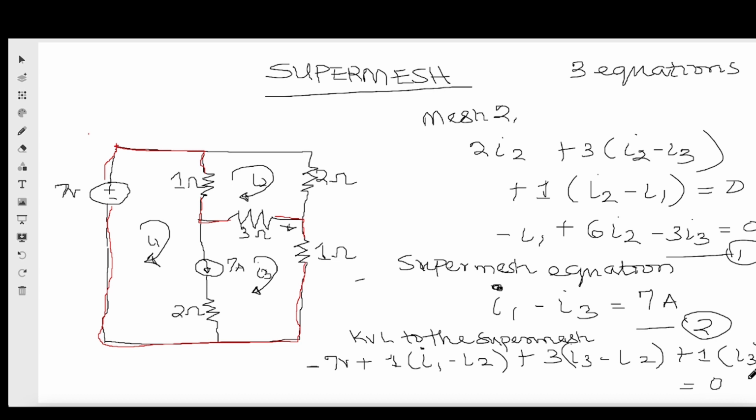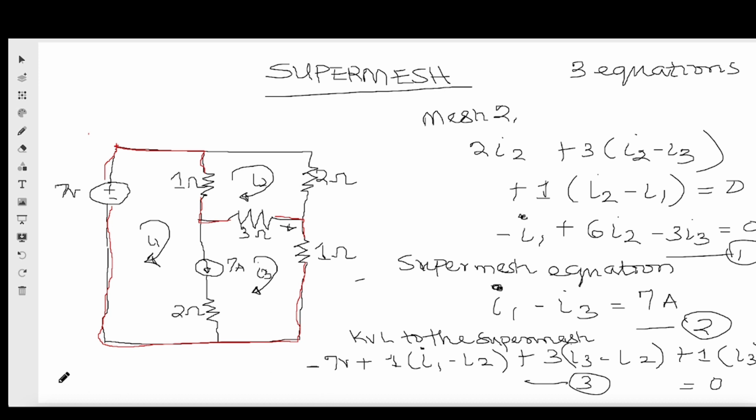That's it. That's the third equation. If I'm to solve these 3 equations, what do we get? So we have 3 simultaneous equations. The first one is -I1 + 6I2 - 3I3 = 0. The second one is I1 - I3 = 7.